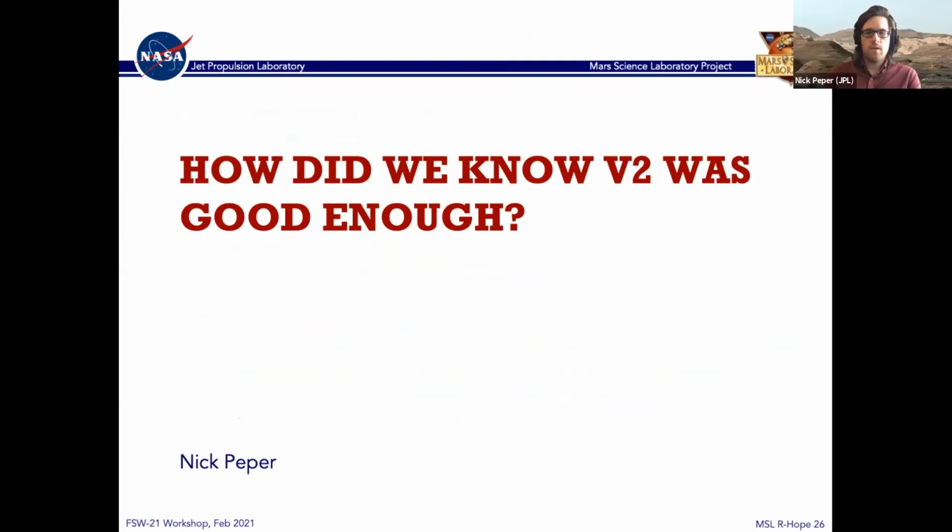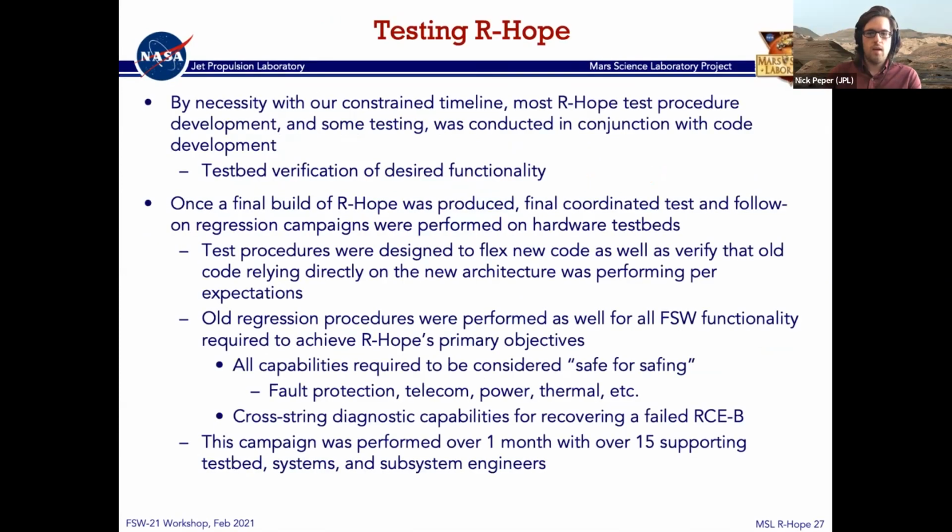All right, great. I think you can move directly to the next slide. So the short answer to the question is that we tested it. So sort of by necessity of our constrained timeline, most of our RHOPE test procedure development, as well as a lot of the testing, was conducted in conjunction with our code development. So almost a day-to-day feedback loop of development, building the sandbox, and then testing it on either the software or mostly hardware test beds. And that direct feedback loop is what allowed us to determine that version 2 accomplished all of our needs to be safe for safing, and that going for a version 3 wasn't going to be worth our time or effort, especially since we needed to get something safe on board the rover on Mars.